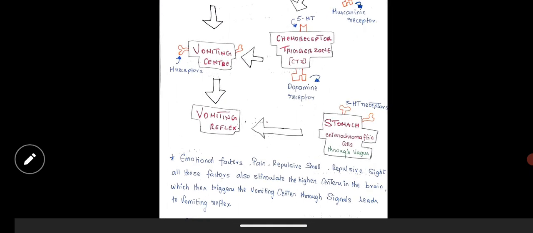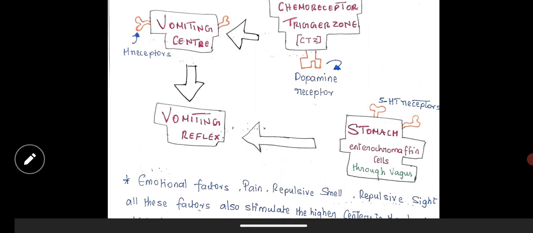Then the stomach contains enterochromaffin cells. Okay, when cytotoxic agents stimulate the enterochromaffin cells, the 5-HT receptors are stimulated, and through the vagus nerve, which is a sensory nerve, it reaches the vomiting center in the medulla oblongata and stimulates the vomiting reflex.